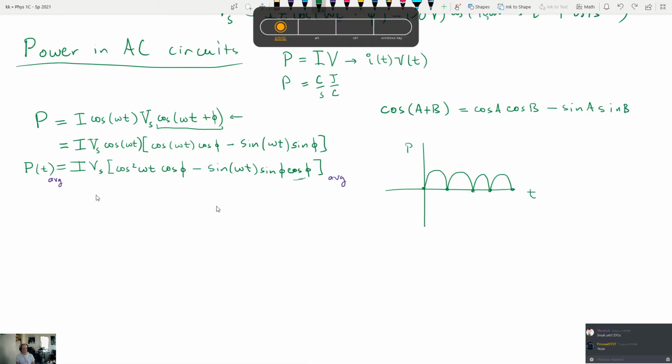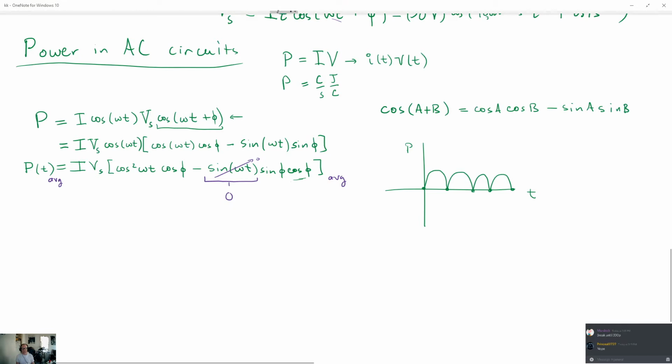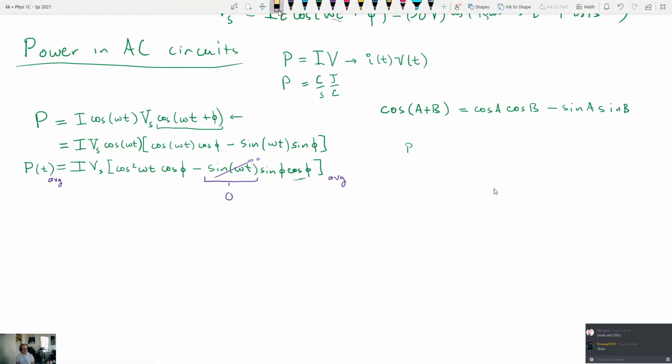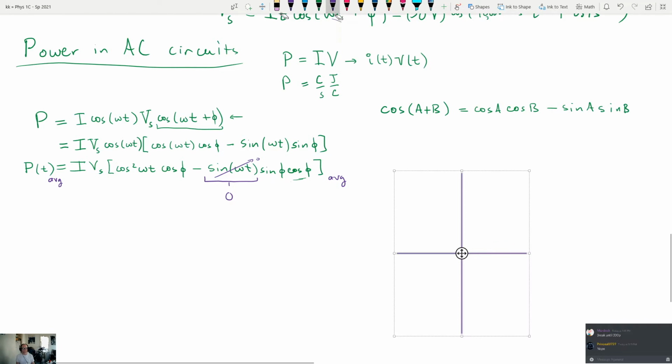Okay? And when we time average the sine function, what do we get? Zero. Yeah, we get zero. So this entire term is going to be zero. And if you don't remember why that's the case, just to briefly refresh it, if I take a sine function and I plot it, it's going to look something like this. It's going to go from zero up and then back down like this.